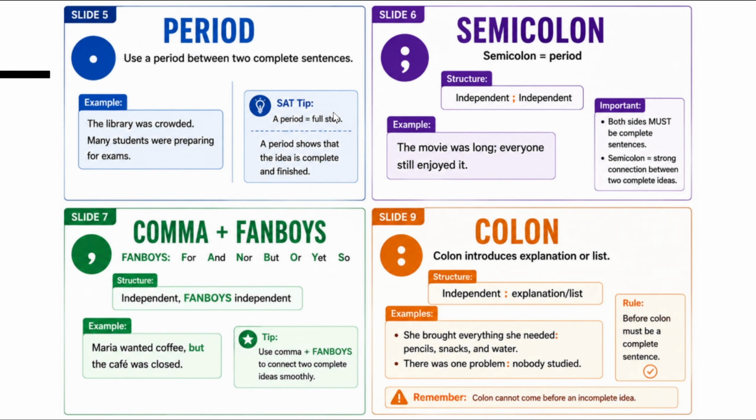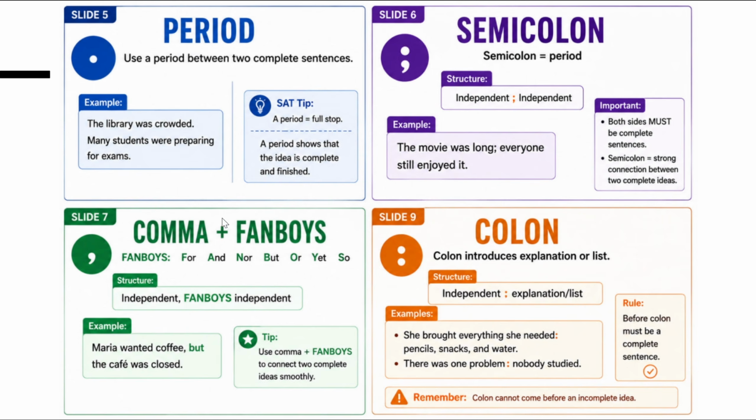Now let's move to the semicolon. The semicolon is one of the most tested punctuation marks on the ACT. A semicolon is basically equal to a period. Structure: independent clause, semicolon, independent clause. For example: the movie was long; everyone still enjoyed it. Both sides are complete sentences. That is why the semicolon works. Remember, never use a semicolon if one side is incomplete. Quick ACT trick: if a period works, a semicolon usually works too.